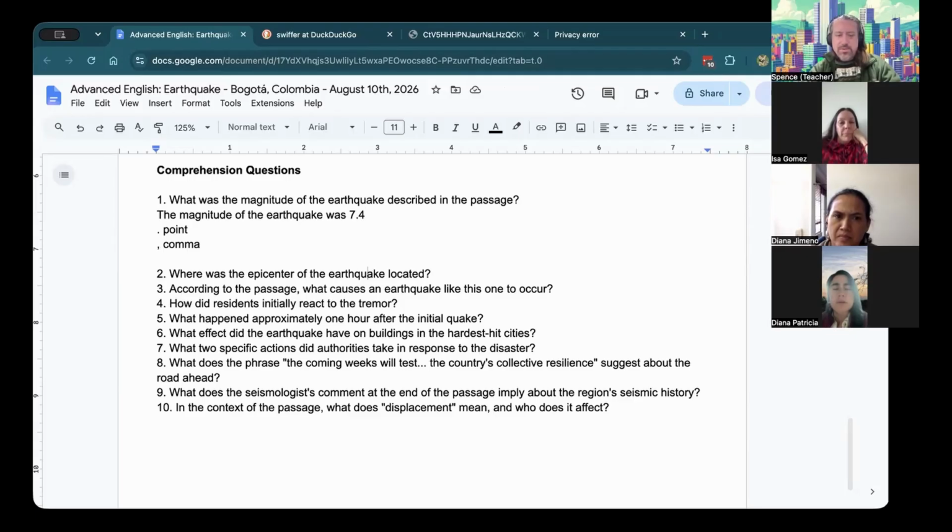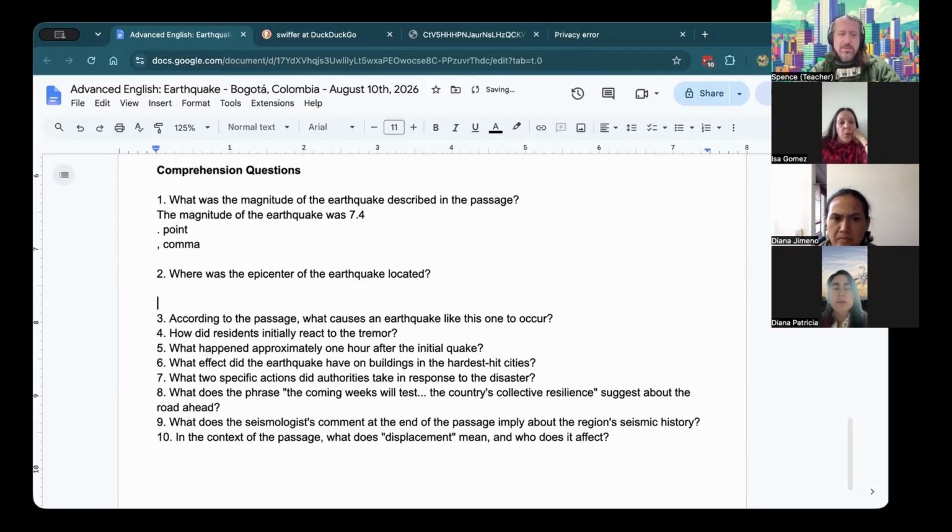Okay, let's do Isa for the next one. Where was the epicenter of the earthquake located? The epicenter was in Chocó. Yeah, the epicenter was in the department, right? Specifically, Department of Chocó.